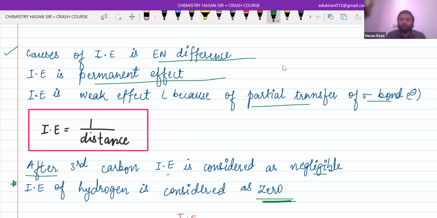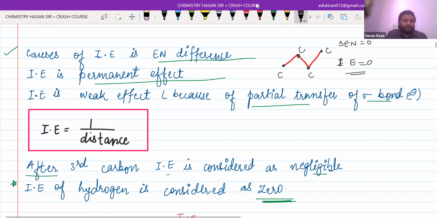As an example, I'm going to give you a very good example. If I ask you this, is there any inductive effect in this? You can see this is your carbon, this is also your carbon, this is also your carbon, and this is also your carbon. These all have the same electronegativity. That's why if you check the electronegativity difference, it is equal to zero, so the inductive effect here will be zero. There is no inductive effect in this. Everyone getting my point? Yes, sir.